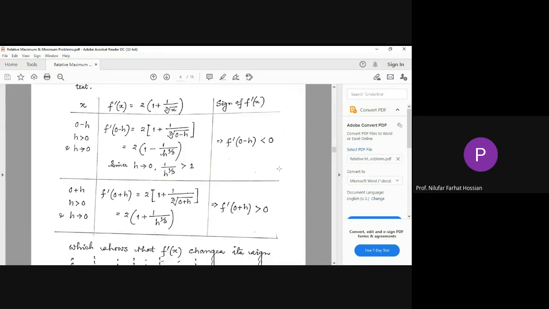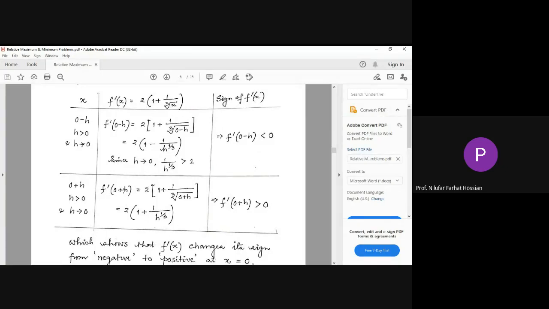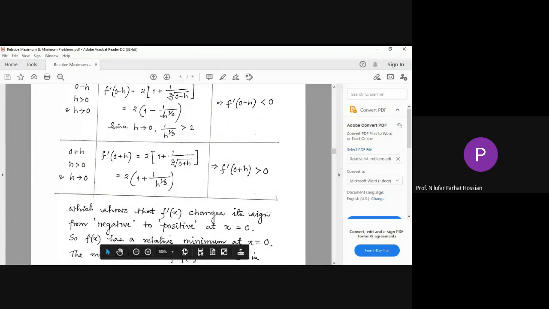Now let us check when x equals 0 plus h, greater than 0. Here it becomes 1 by the cube root of 0 plus h, which is positive, so there will be a plus sign. It is greater than 1 of course, but the whole thing becomes positive because 1 plus something. So the sign of f prime of 0 plus h is positive. So it is changing its sign from negative to positive, so there will be a relative minimum when x equals 0.